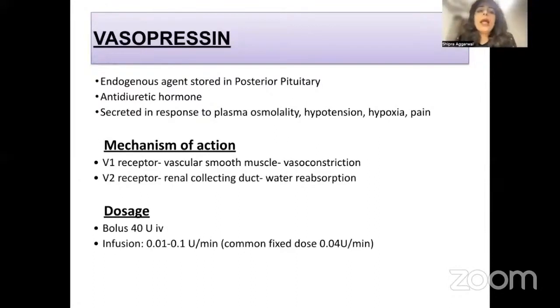Vasopressin. Vasopressin is an endogenous agent which is stored in the posterior pituitary. It is also known as antidiuretic hormone and it is secreted in response to plasma osmolality, hypotension, hypoxia and pain. The mechanism of action is by acting on the V1 receptors, which will result in vascular smooth muscle vasoconstriction, and by acting on the V2 receptors, which are present in the renal collecting duct, which will result in water reabsorption. It can be used in a bolus dose of 40 units IV, or if used as an infusion, it is used in a common fixed dose of 0.04 units per minute.